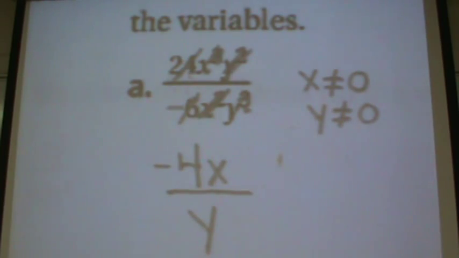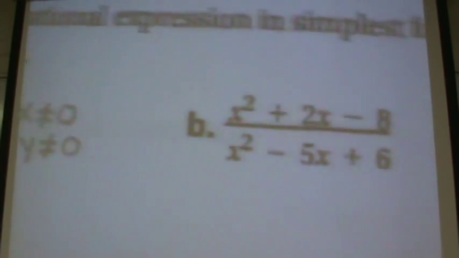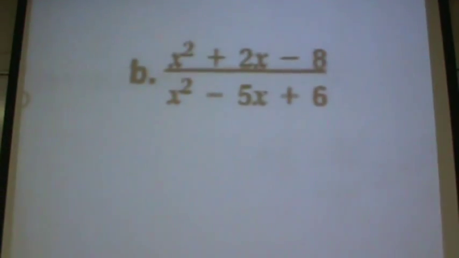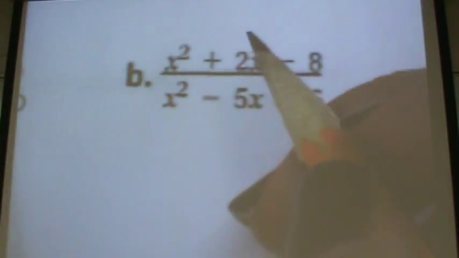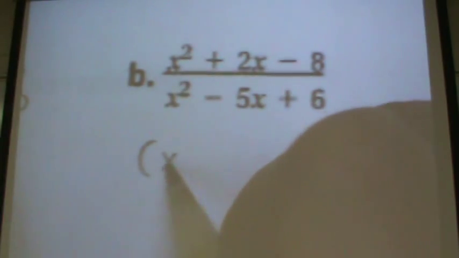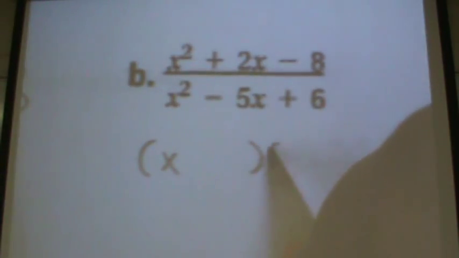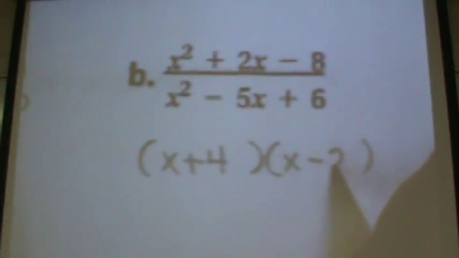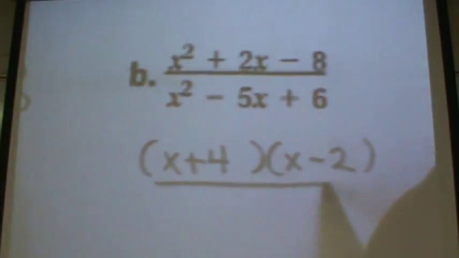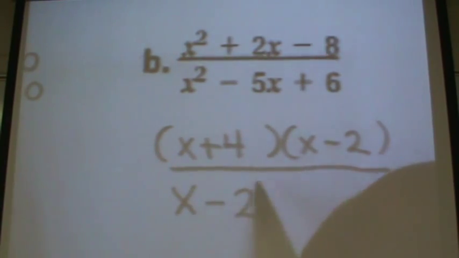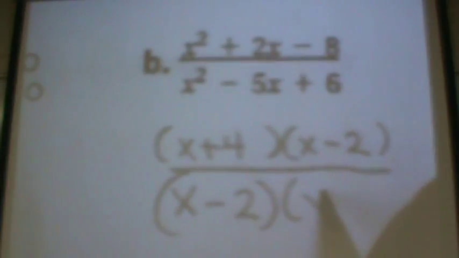Questions, anyone? That's what you have to factor. You have to factor this. You cannot cancel these x squareds out. You have to cancel factors. How do you factor the numerator? X plus 4, x minus 2. Thank you. That is correct. How about the bottom? X minus 6, x plus 1. X minus 2, x minus 3.